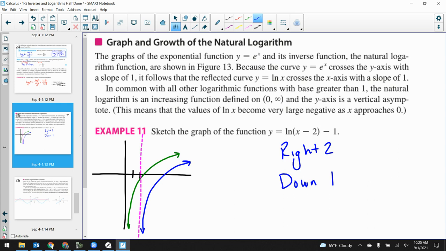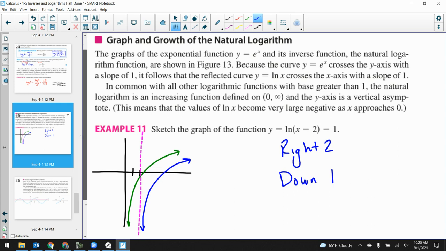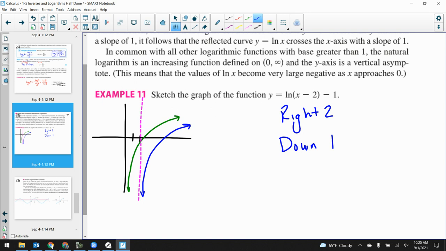You can calculate the x-intercept rather easily if you needed to, and I think it asks you to. I'm going to shut the door. It's a little rowdy out there.